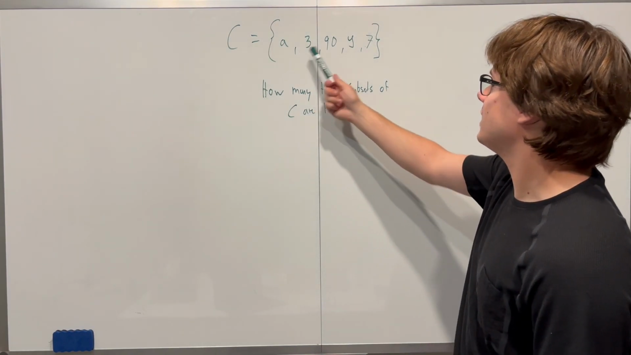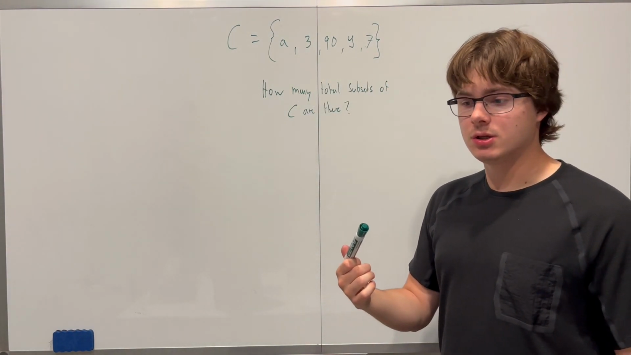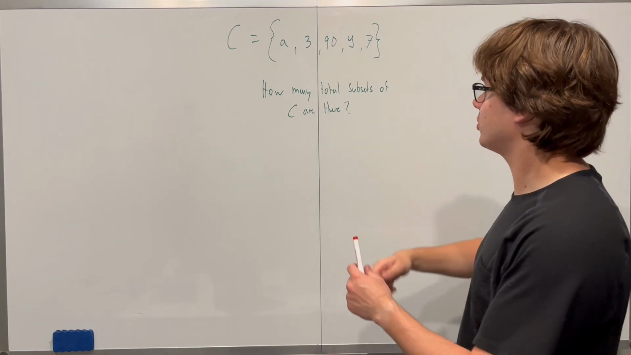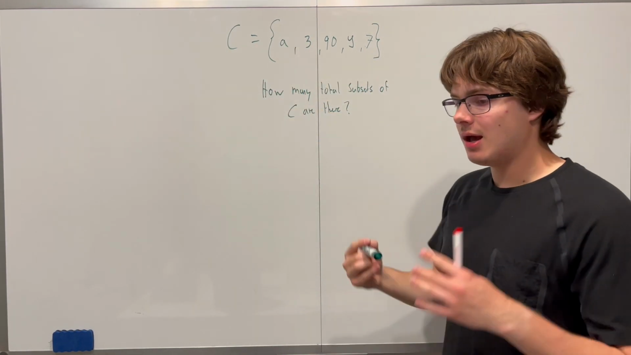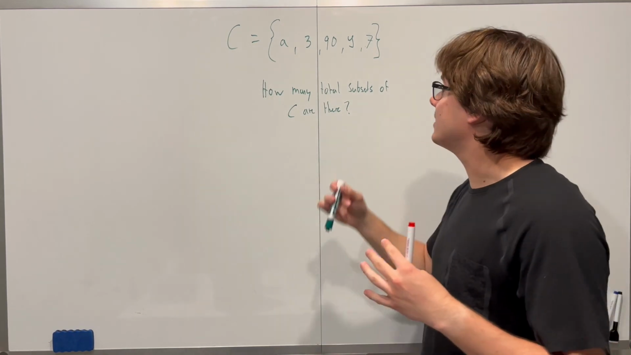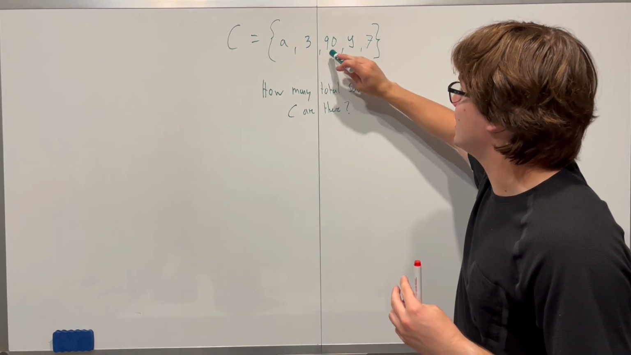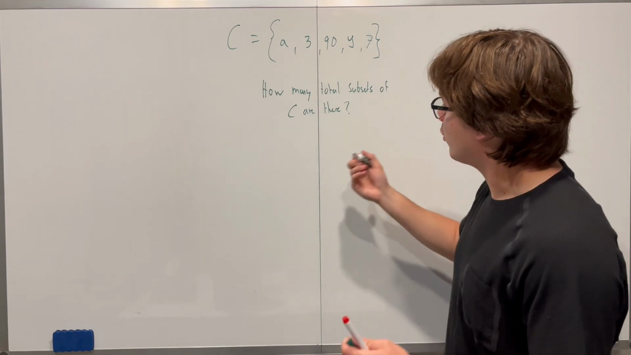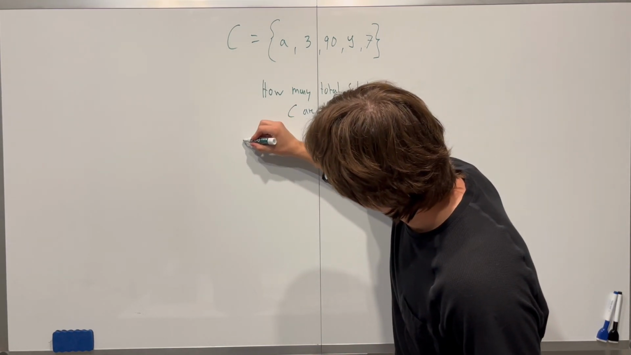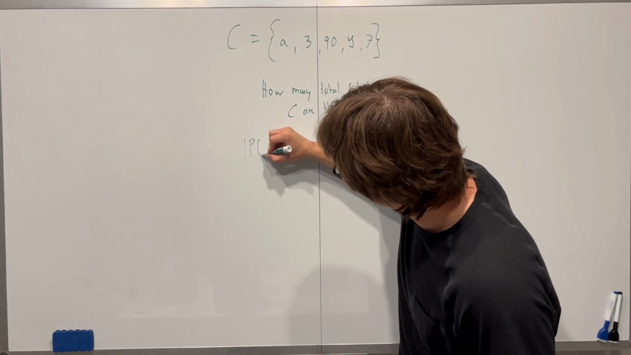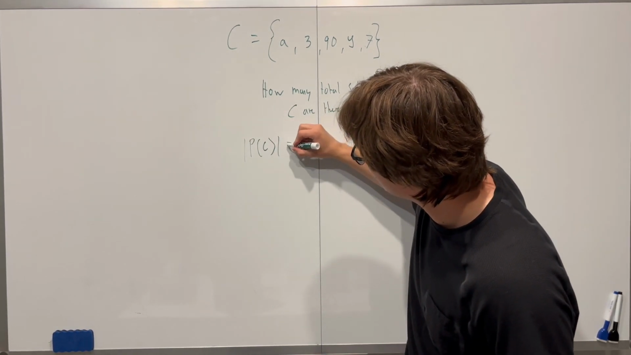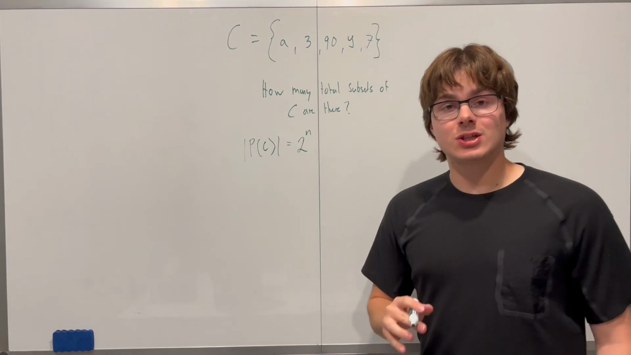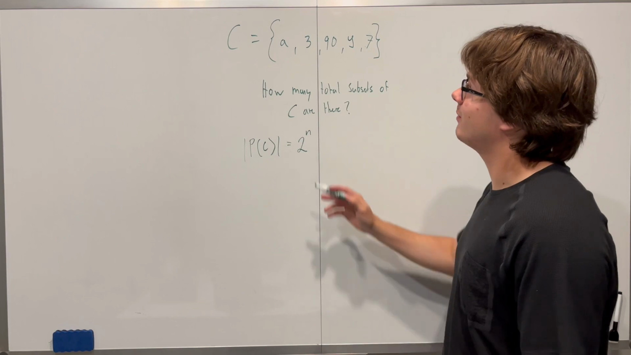So here we have a mixture of letters and numbers, and the numbers aren't all single digits, they're large, like 90. C is a set that contains the elements A, 3, 90, Y, 7. So how many subsets are there? Or, better question, what is the size of the power set of C? That's going to be 2 to the power of n. N is just the number of elements C has.